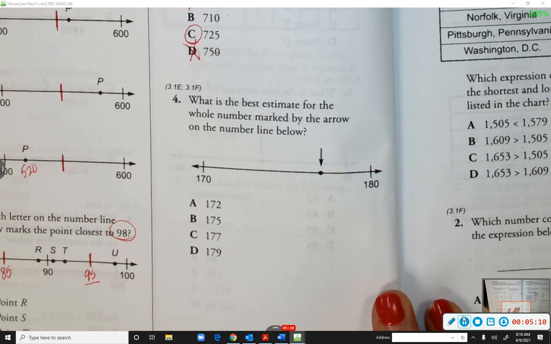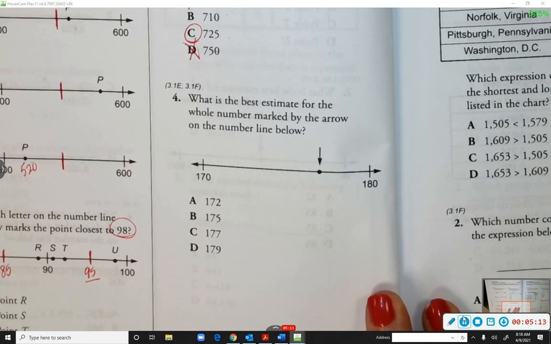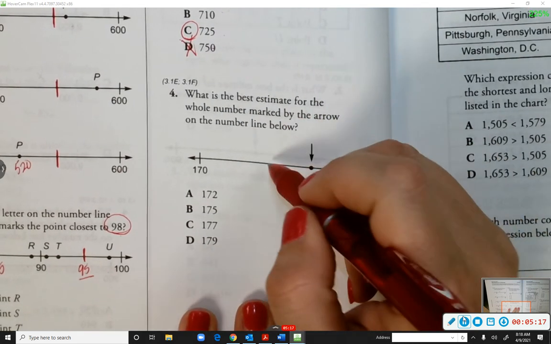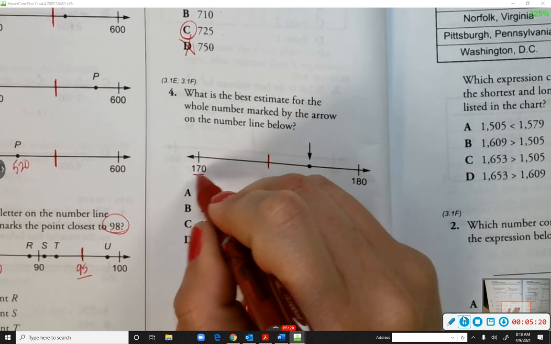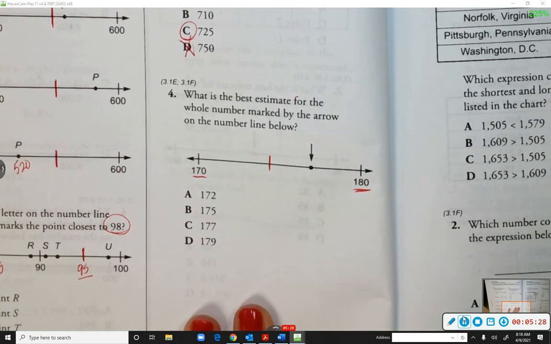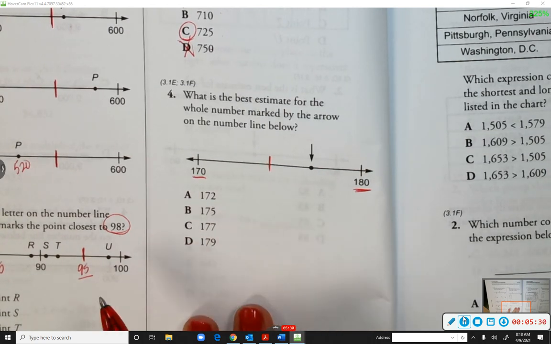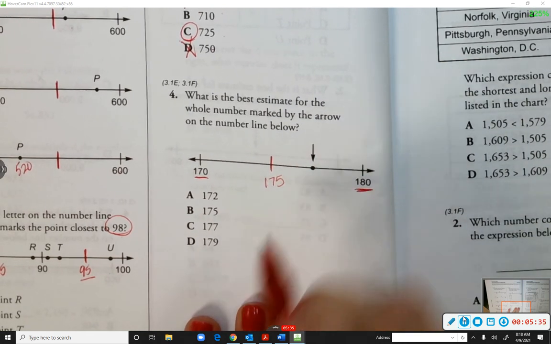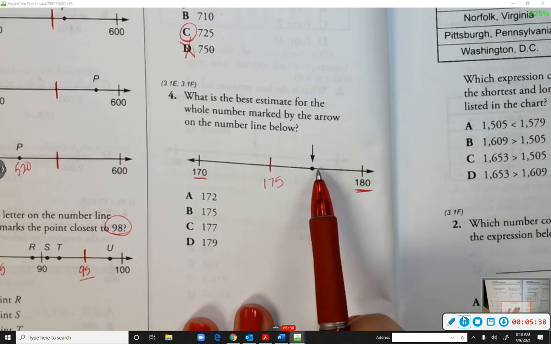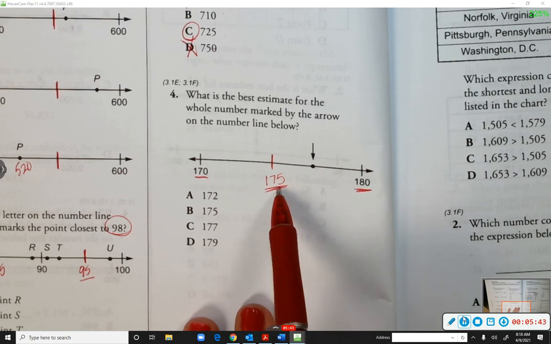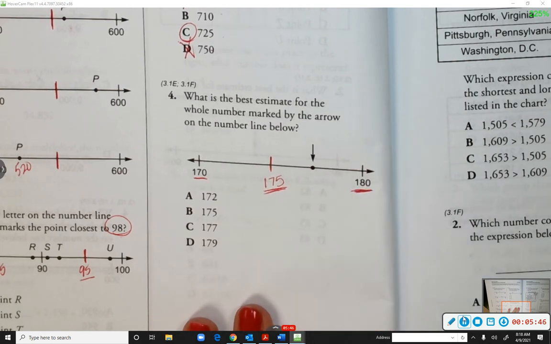Okay, number 4. What is the best estimate for the whole number marked by the arrow on the number line below? Okay, again, you need to find the middle point. It's going from 170 to 180. So what did it skip by? Tens. It skipped by 10. So what's half of 10? 5. So this would need to be 175. Okay? Now, I know this dot has to be more than 175, but less than 180.